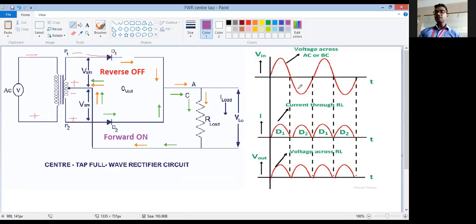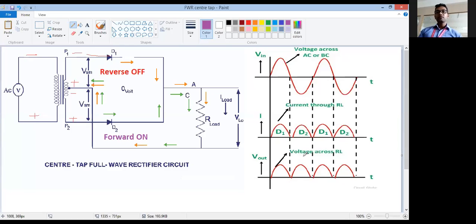So in the negative half cycle, though the input is negative, still the output is positive because the direction of current is the same. Hence, in the negative half cycle, the current is because of D2. And hence, at the output, you will get the positive voltage. So in the positive half cycle, you are getting the positive voltage, and in the negative half cycle, you are also getting the positive voltage. So this is the case for the negative half cycle.